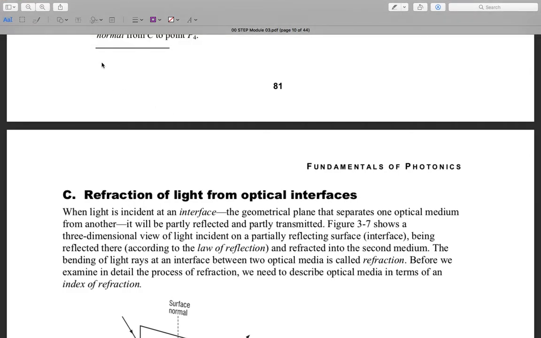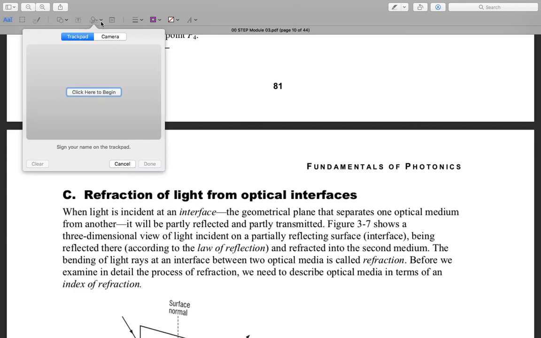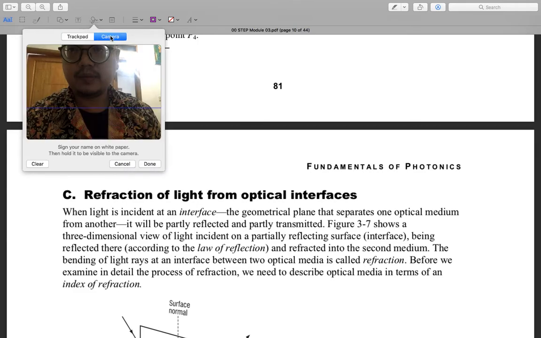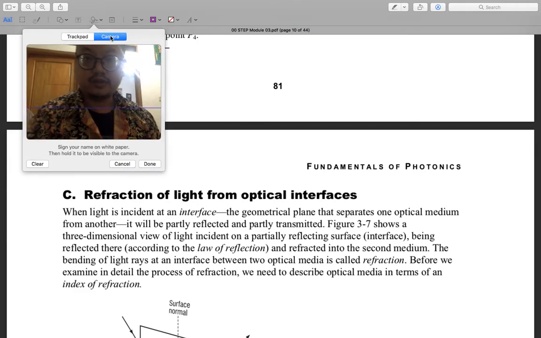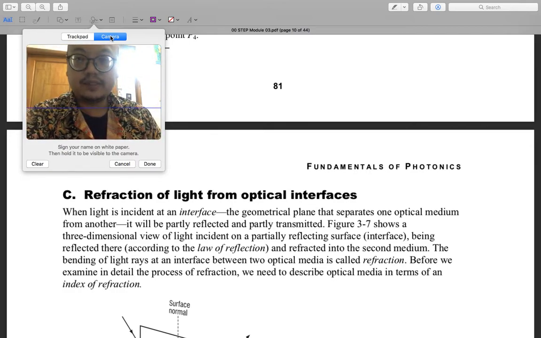Hello everyone. Today we are learning about the refraction of light from optical interfaces. This is the fundamentals of photonics. Actually, this is material for IGCSE, as well as AS level or A level physics, 9702 or 0625.